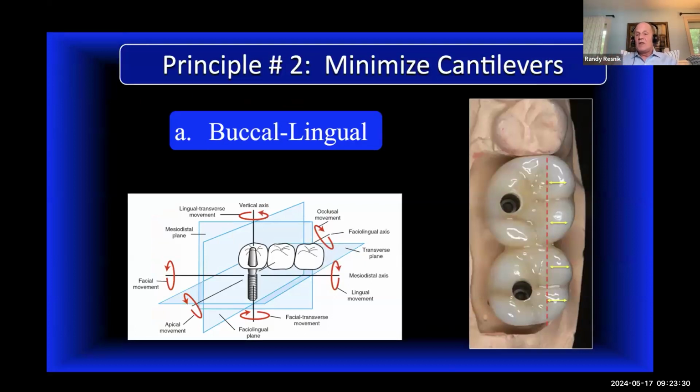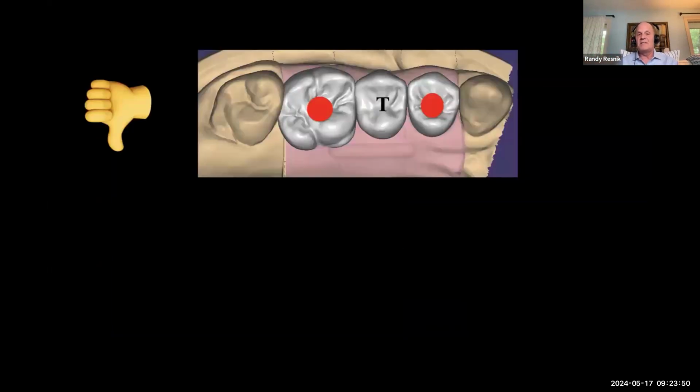So buccolingually, we know that these forces are multidirectional, and we have to be very careful. So especially on this case here with the two molars, you can see this whole buccal area is going to be a cantilever, and that also gives us a ridge lap, which causes more peri-implant disease. So right from the design, and here is the design of a natural tooth, 3 and 5 are implants.